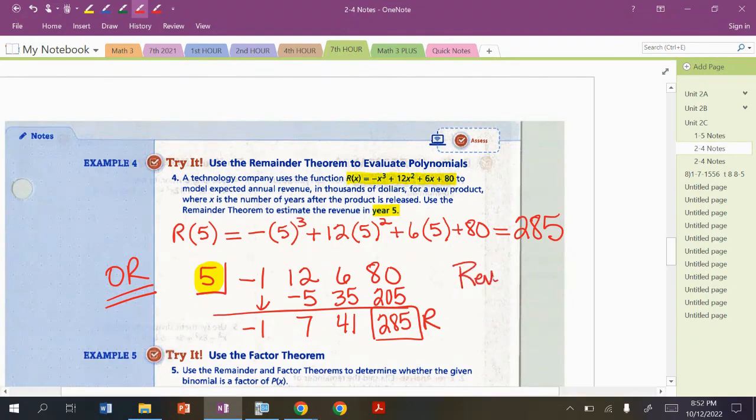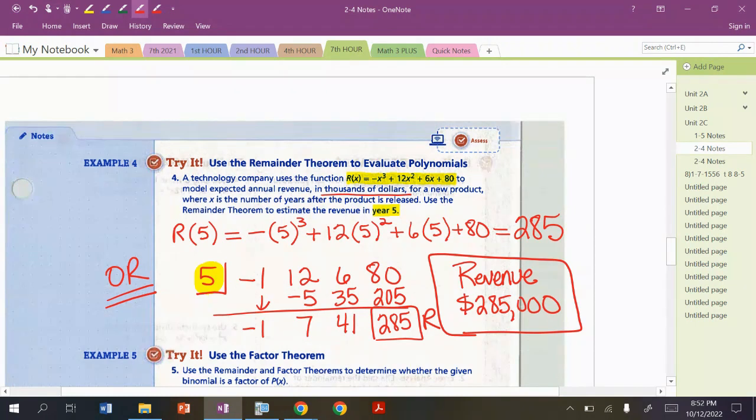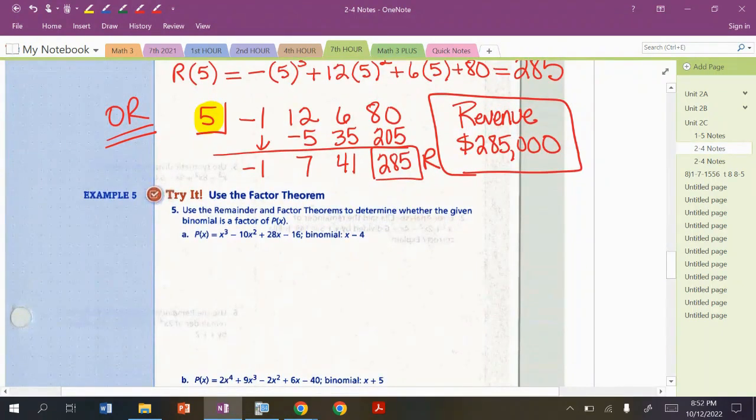So what does this 285 mean? Well, it means that the revenue, and it did say in thousands, is $285,000. That's good revenue for a company, especially in 5 years. If I had to choose personally, I would use synthetic division because it's a lot faster and all you're doing is multiplying and adding. You don't have to worry about going to a calculator, using the order of operations, and making sure you're keying that in. It's just a lot easier. So let's use that remainder theorem.